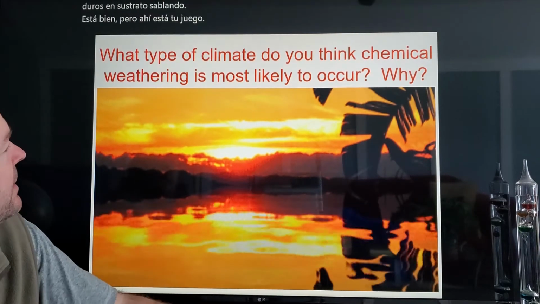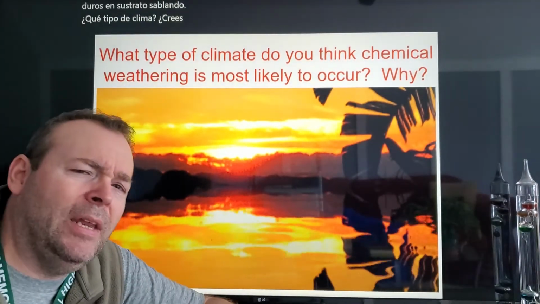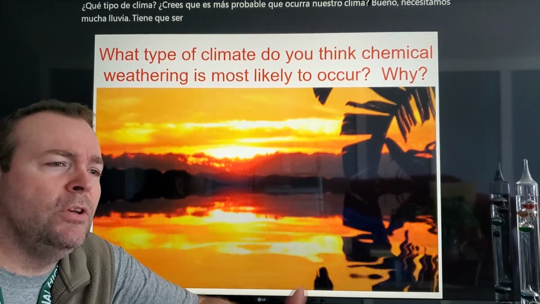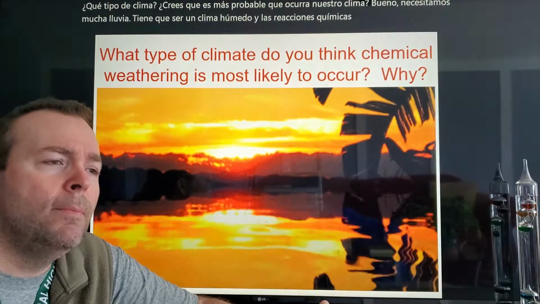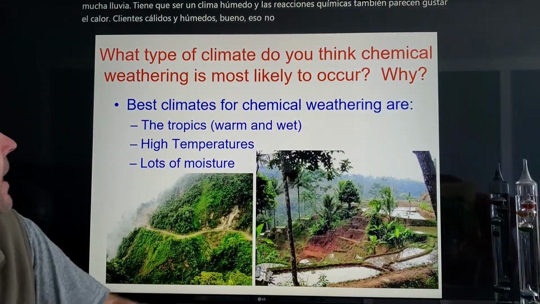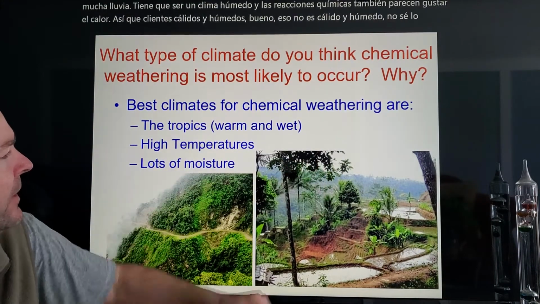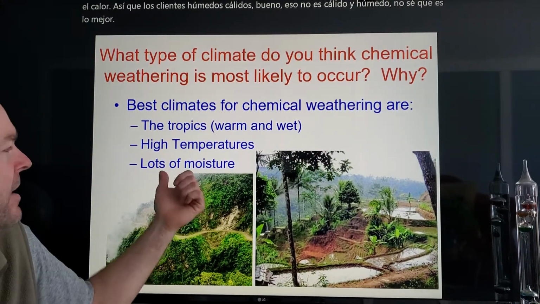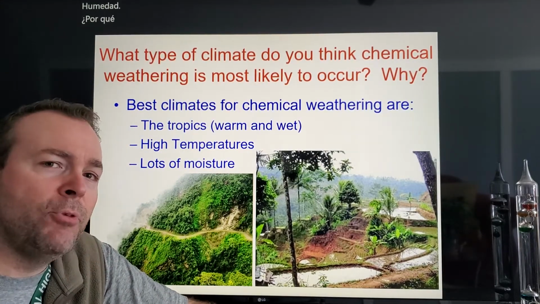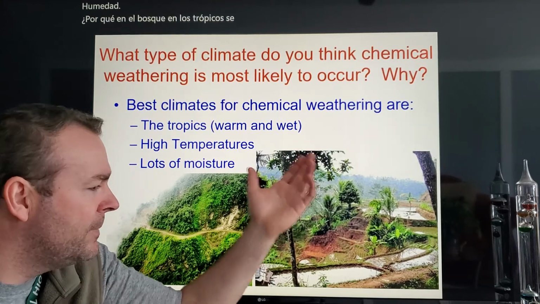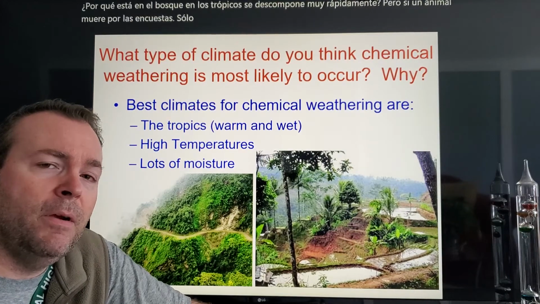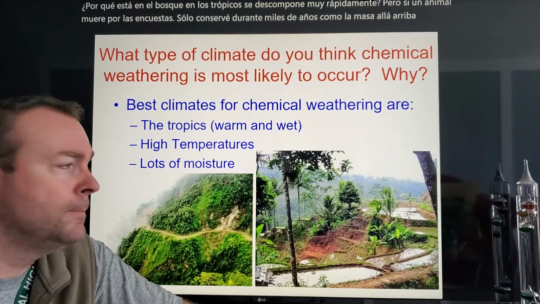What type of climate do you think chemical weathering is most likely to occur? Well, if we need a lot of rain, it's got to be a humid climate. And chemical reactions also seem to like heat. So warm, moist climates. Well, if that's not warm and moist, I don't know what is. The best climate for chemical weathering is the tropics, right? Warm, moist. You get higher temperatures, lots of moisture. When an animal dies in the forest in the tropics, it breaks down very quickly. But if an animal dies up by the poles, it'll be preserved for thousands of years, like the mammoths up there, because it's very dry and it's very cold. Okay?